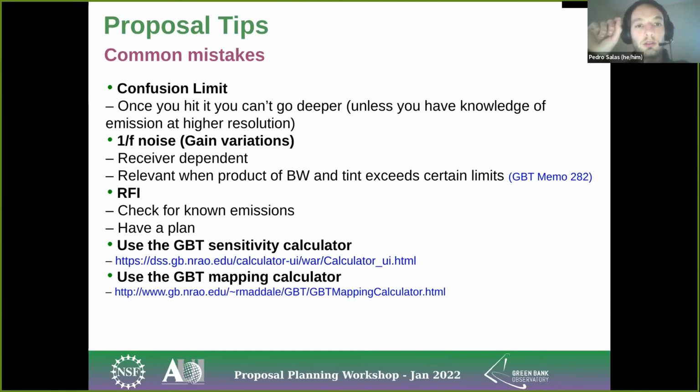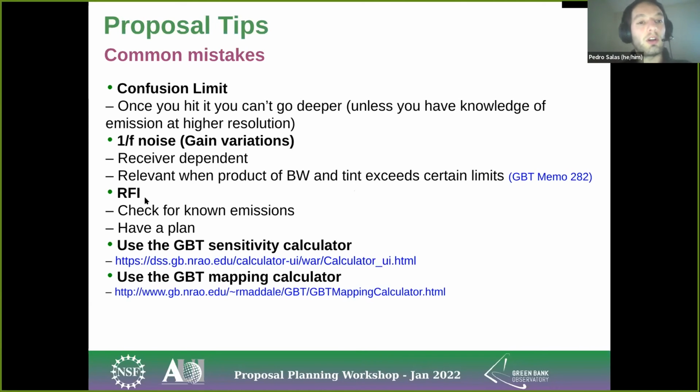And one of the rows of the output of the sensitivity calculator tells you what the confusion limit is at the frequency you're observing. It's also important to recall that the receivers are not perfect, so there's a limit. You can get more sensitive if you have a larger bandwidth, but at some point, if you're integrating for too long and have a huge bandwidth, you're not going to be getting more sensitive because of the 1/f noise. So you have to make sure that the bandwidth times the integration time is within certain limits that have been empirically determined for the GBT in this memo.